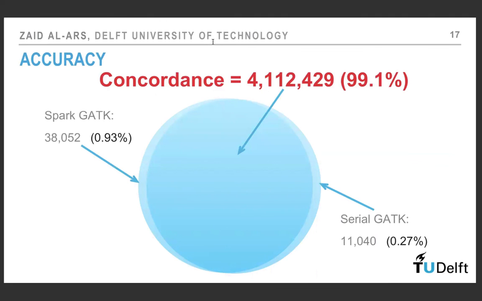If we compare the accuracy of our pipeline with the accuracy of the baseline pipeline, we see that we have very high concordance and accuracy for our pipeline, achieving up to 99.1% of the baseline sequential GATK pipeline execution. This ensures that the results that we generate from our pipeline are almost identical to the results generated by the baseline pipeline.